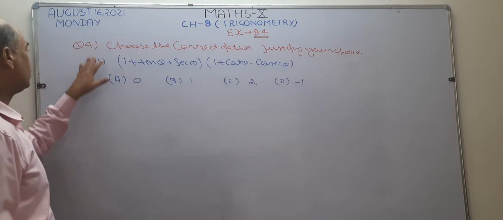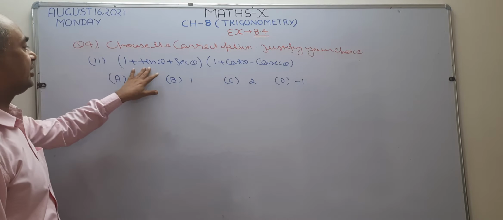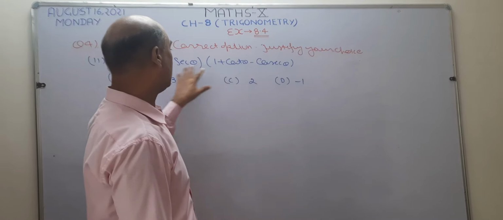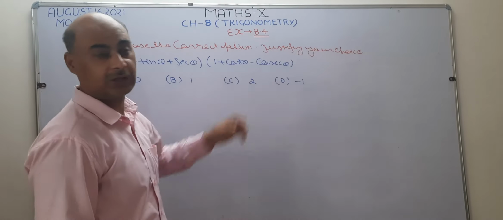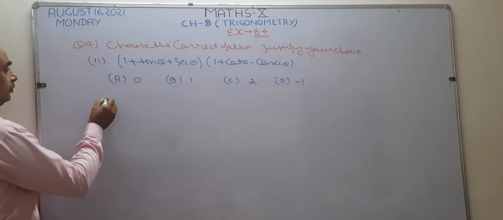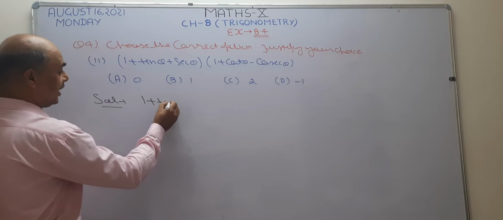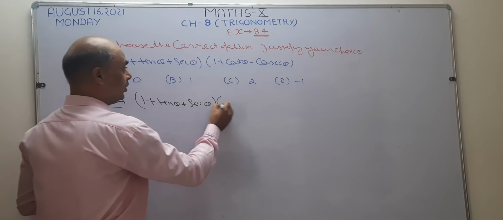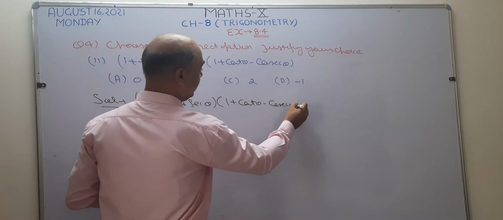Now we are going to solve its second part. Question number 4, second part. What is given in this question? (1 plus tan theta plus secant theta) into (1 plus cot theta minus cosec theta). I want to solve and check which one is the right answer. A, B, C, D, 4 options are there. So I want to solve this question. (1 plus tan theta plus secant theta) into (1 plus cot theta minus cosec theta).